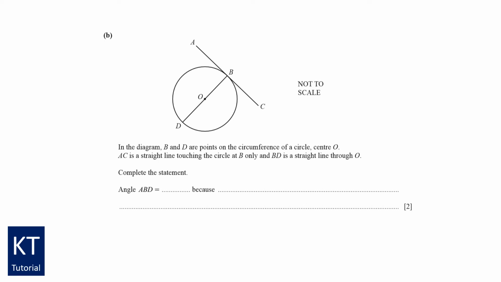Question 6b. In the diagram, B and D are points on the circumference of a circle, center O. AC is a straight line touching the circle at B only, and BD is a straight line through O. Complete the statement. Angle ABD is 90 degrees because AC is a tangent line to the circle at B.